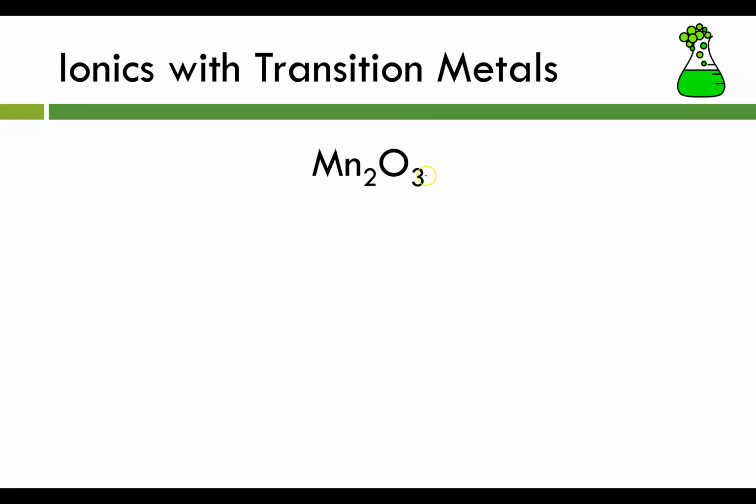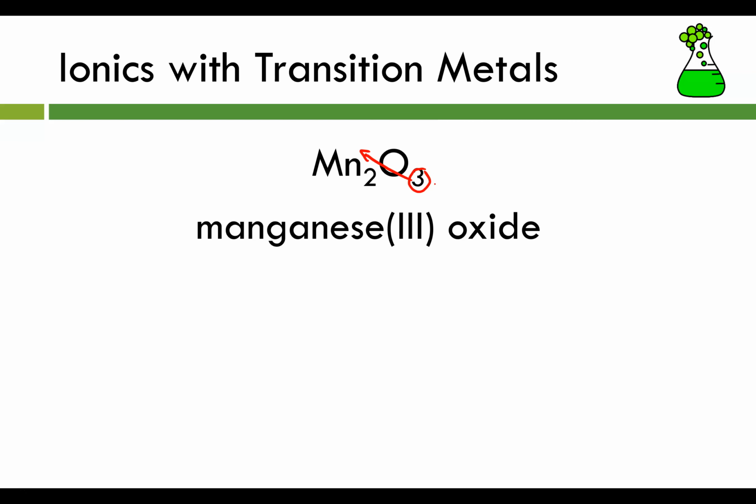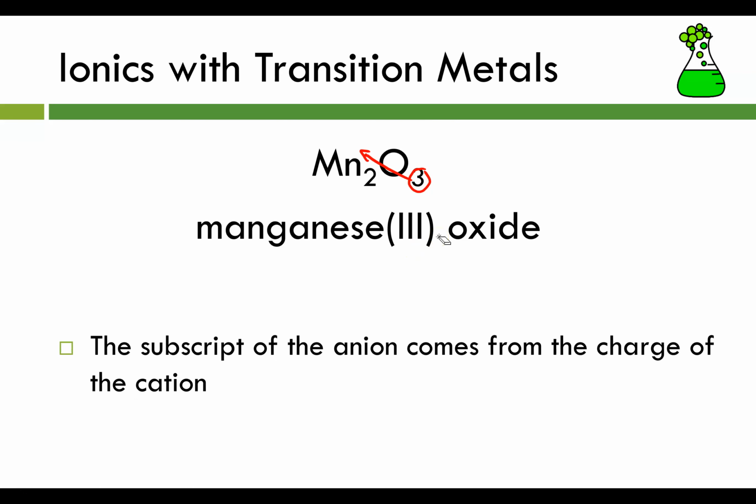Well, we know that the subscript of the anion is related to the charge of the cation. Oh, so I guess this must have been a manganese 3+ ion. We would call this manganese, parentheses, Roman numerals 3, oxide. That 3 tells us that we're talking about the manganese ion with a charge of +3. So the metal still keeps its name.